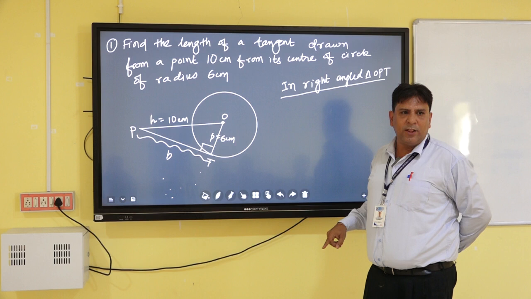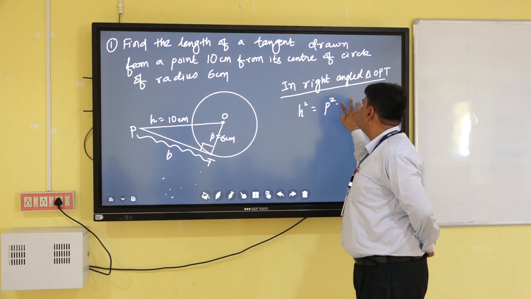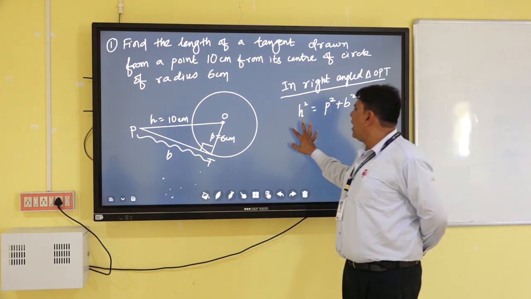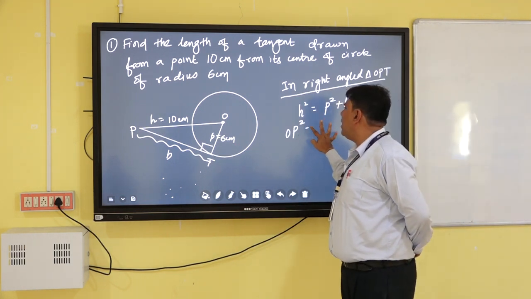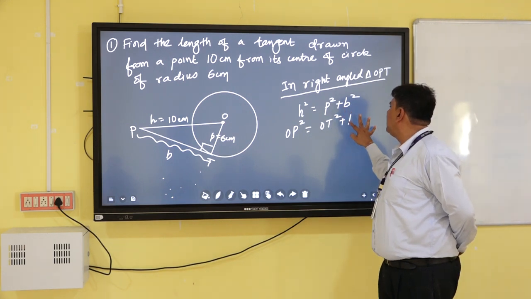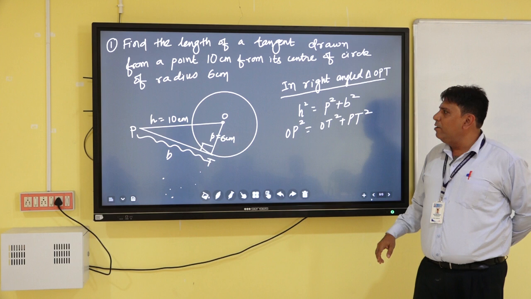I can easily put Pythagoras theorem. Hypotenuse square equal to perpendicular square plus base square. Isn't it? That means hypotenuse is OP. OP square equal to perpendicular OT square, and base is PT square. Right? Now let me put the values.